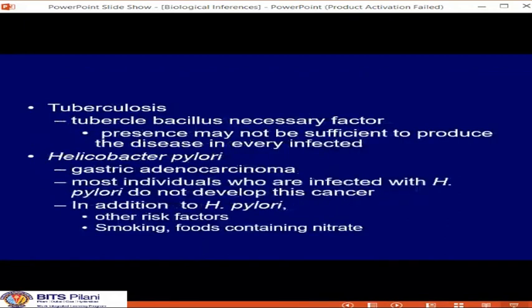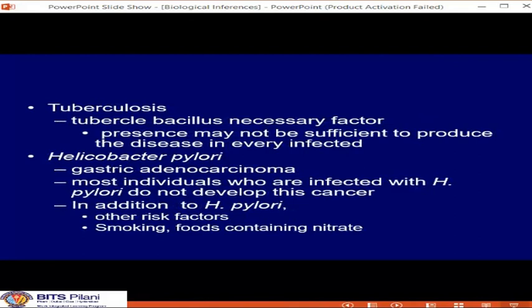Take, for example, tuberculosis. Without TB bacilli, you can't have the disease tuberculosis. But many of us have TB bacteria in our body, but don't come down with the disease tuberculosis. So there must be something else. Your immunity must be compromised, or some other factor must happen for you to develop clinical tuberculosis.